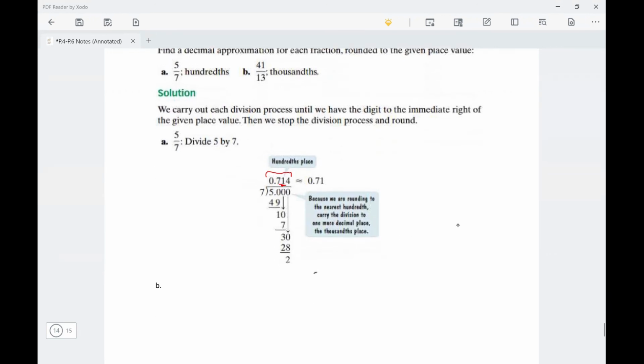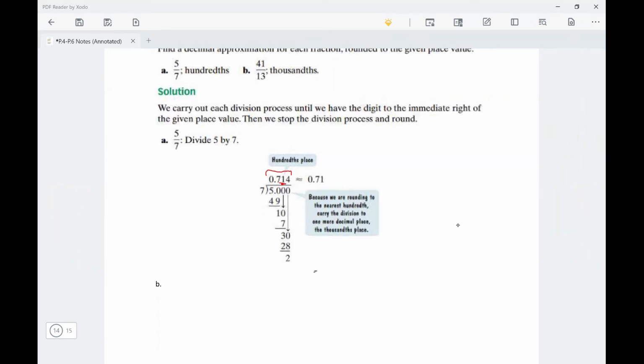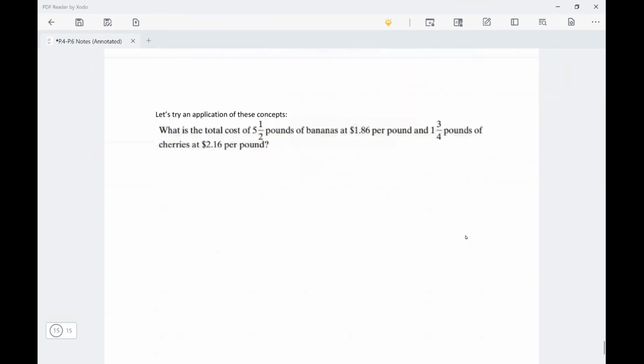Okay, so let's try that with 41 over 13. So that's the same thing as 41 divided by 13, which is equal to 3.153846, right? So that's what it's approximately equal to. And what we're going to do is we're going to round that to the thousandths place. So my thousandths place is the third number over. If I look to the right of that, notice that we have a number that's greater than 5. So we're going to round up. So this is going to be approximately equal to 3.154.